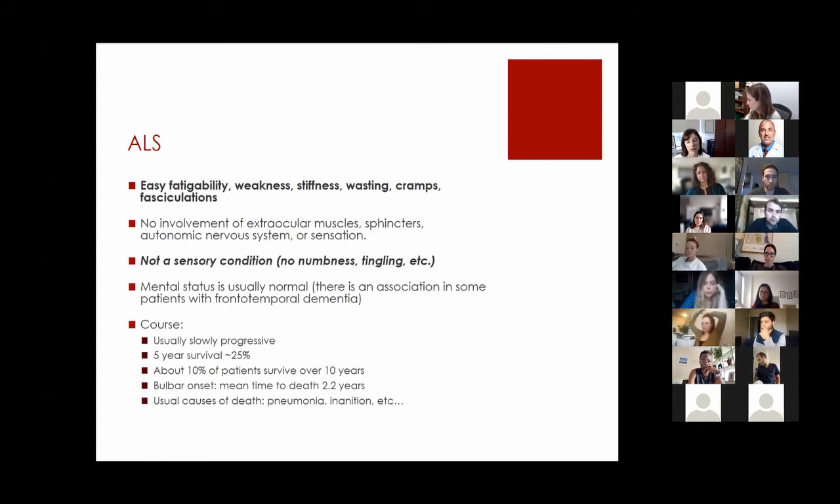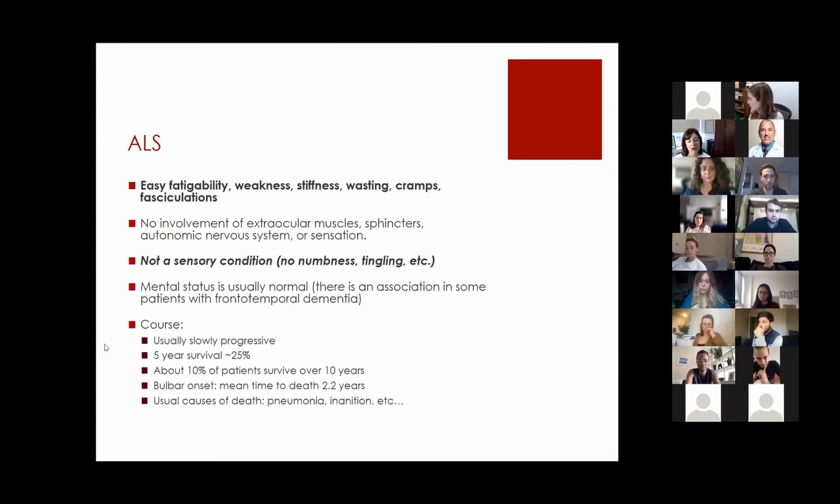There is no involvement of extraocular muscles, sphincters, the autonomic system, or sensation. So if a patient comes to me and says, I'm really worried I might have ALS, I'm having numbness and tingling, I may not know what they have, but I can certainly say to them that you don't have ALS. We just need to figure out what's happening. Mental status is usually normal. There's a rare association with frontotemporal dementia in some patients, but again, that's a very, very niche group.